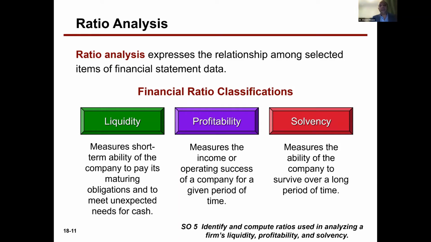For example, let's start with the liquidity ratios. What are the liquidity ratios? Liquidity ratios measure the short-term ability of the company to pay its debts when they come due. So for your short-term debts, are you able to pay them or not? Profitability ratios measure your operating success. Are you doing well or not? Solvency ratios measure your ability to survive over the long term.